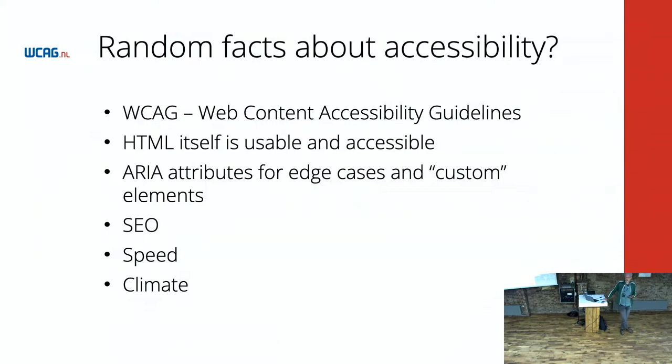This also relates to speed. If you optimize your images, it goes both ways. If you optimize your HTML, your site will be faster. And the other way around, if you optimize, let's say, your images, they load faster, then that is in itself good for your accessibility. And this also relates to climate things, like if you optimize your images, you need less bandwidth and energy. So it's all intertwined.